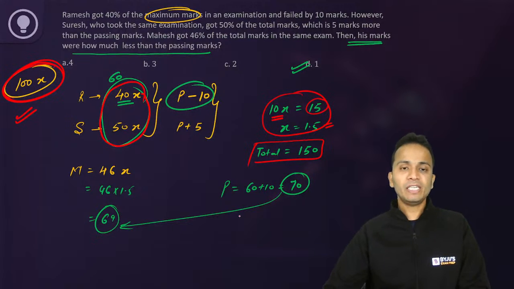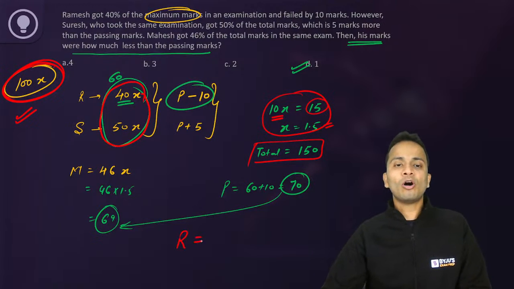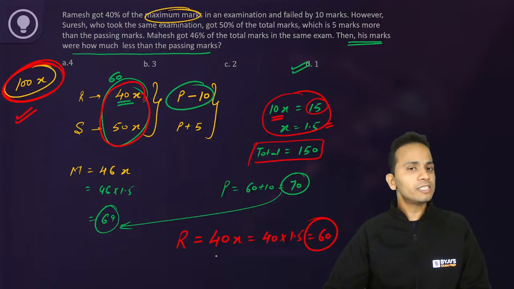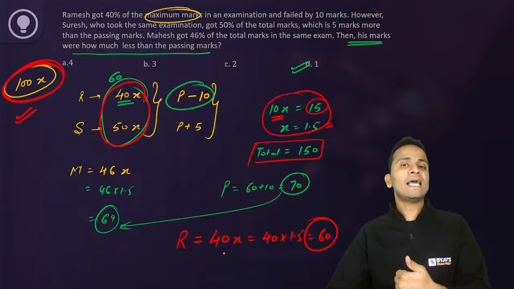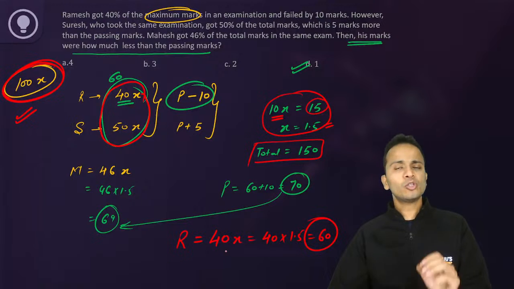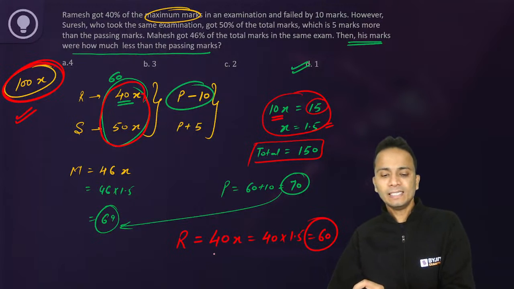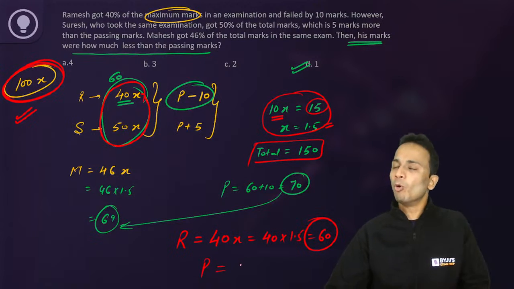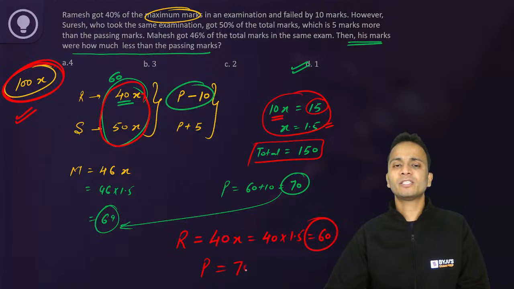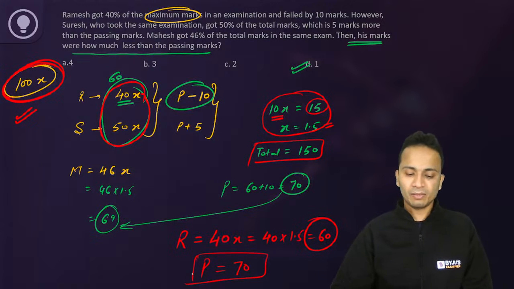Okay, how did I get 70? So 70, look at this. If I look at the score of Ramesh, which is 40x, that is 40 multiplied by 1.5, that is 60. So Ramesh has scored 60 marks, and it is given that the score of Ramesh was 10 less than the passing marks. So if the score of Ramesh, which is 60, is 10 less than the passing marks, the passing marks will be 10 more than the marks of Ramesh, which is 70. This is how I got the passing marks. All right.